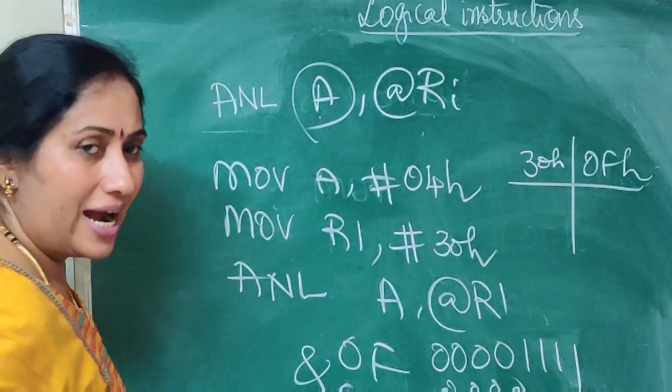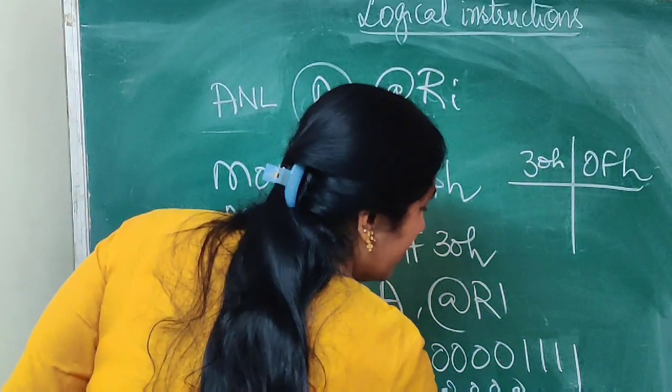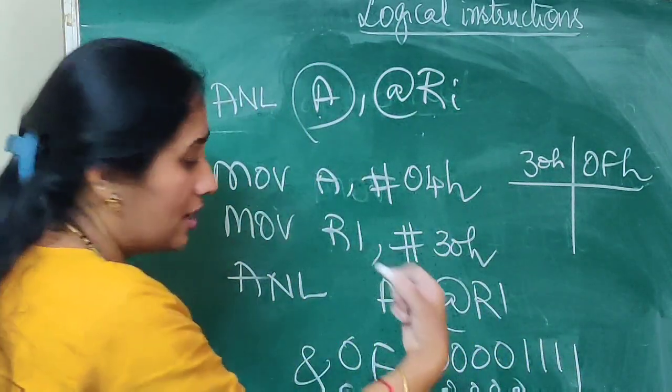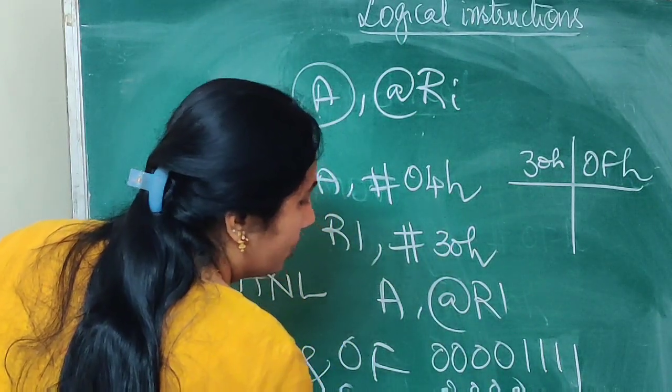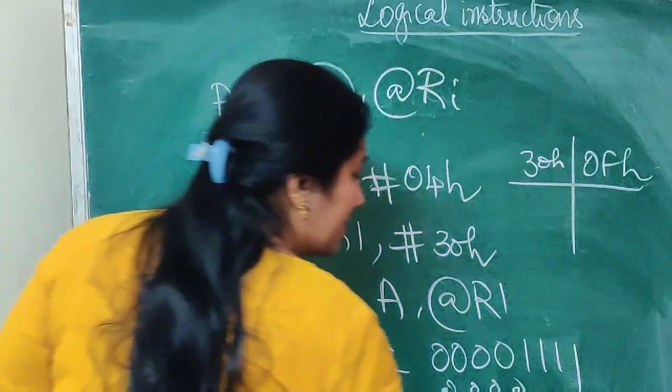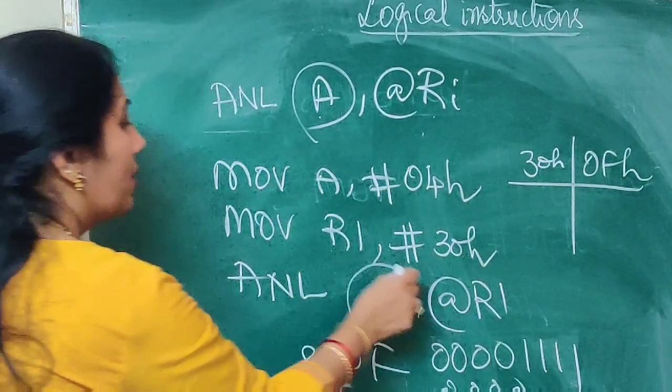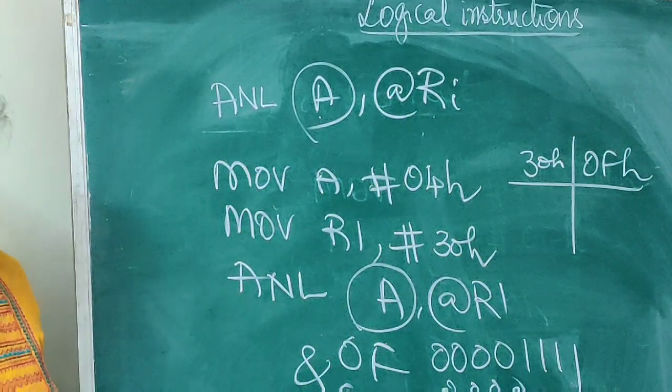Now you perform the AND operation. Wherever you have 0, you are going to have 0 as the output. 1 and 1, you are going to have 1. So all others are going to be the zeros. So what is the result? The result is 04. Where will it be stored? It will be stored in the accumulator.